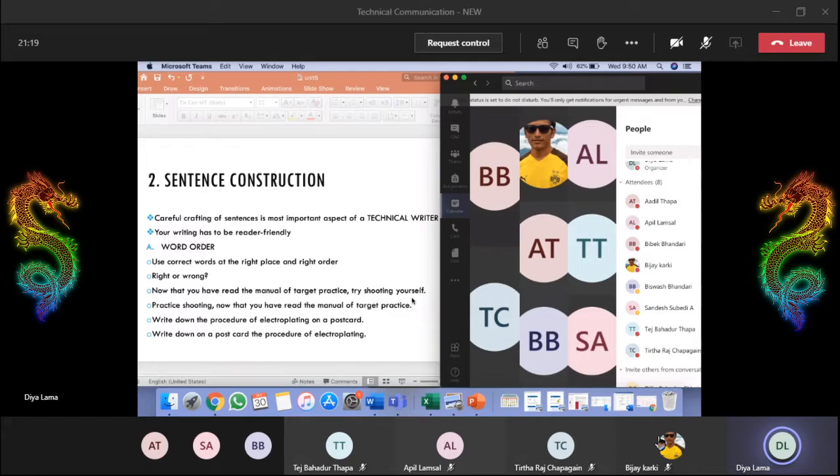Second sentence here: Practice shooting now that you have read the manual of target practice. So what it's saying is practice shooting. So it does not say shoot yourself. So it says shoot, practice गर भनेको है. So which one do you think is correct? यो दुईटामा वर्ड अर्डर कस्तो, कुन सेन्टेन्स को राम्रो छ, 1 or 2? फर्स्ट को राइट हो कि सेकेन्ड को राइट हो?